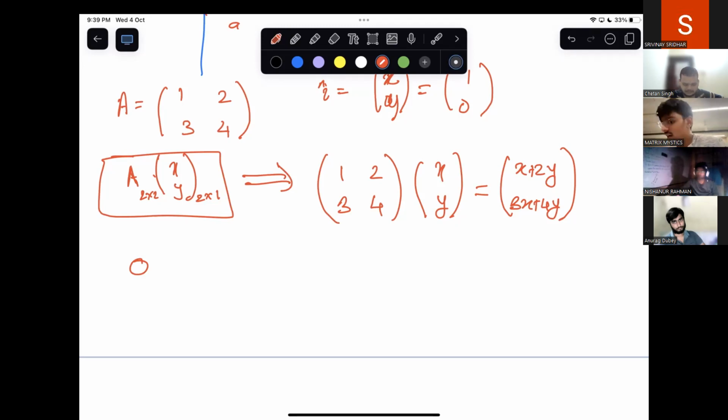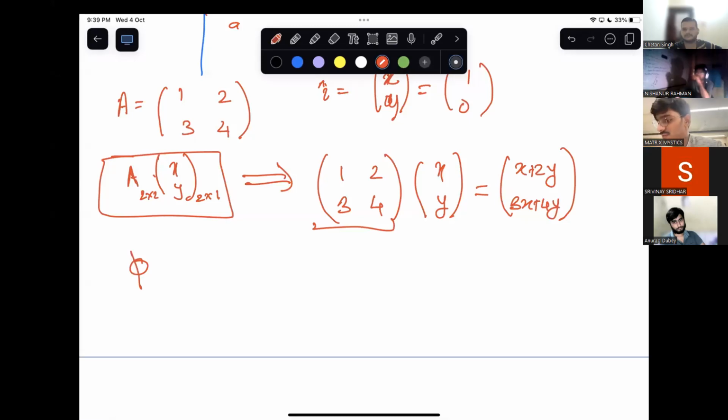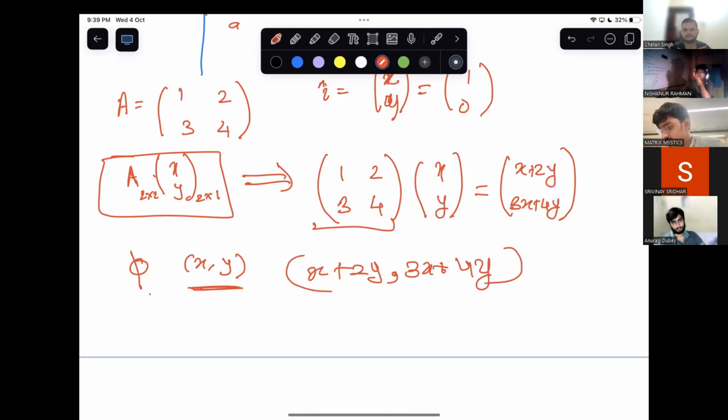So I can consider this matrix 1 2 3 4 as a function phi, which takes a pair of coordinates x comma y and corresponds this point x comma y with the point x plus 2y and 3x plus 4y in some other plane, not the same plane as this.